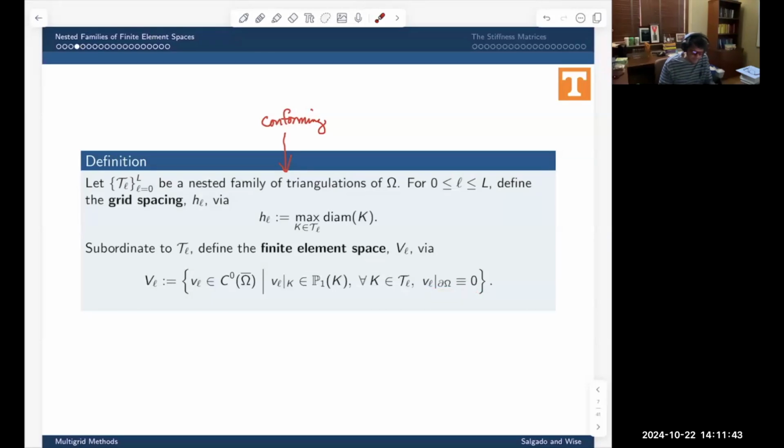Now, we have to know, do functions like this even exist? Is there a globally continuous function such that when I restrict it to every triangle, I have a linear function? Can I actually get a non-trivial function in this space? And the answer is yes. And one of the requirements of not having any hanging nodes, or in other words, having this be a conforming triangulation, is so that we can build this in a reasonable manner and show that there are non-trivial elements in this finite element space, which we're going to do next time.